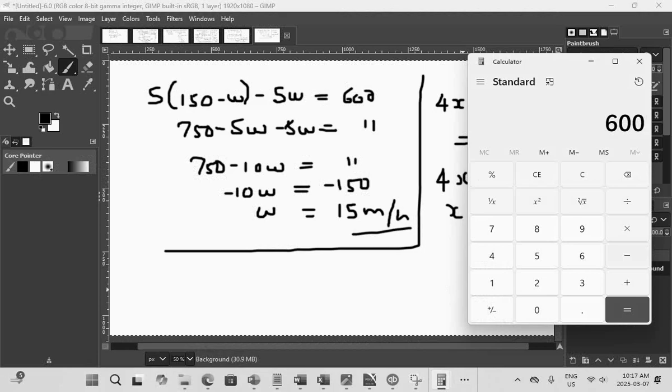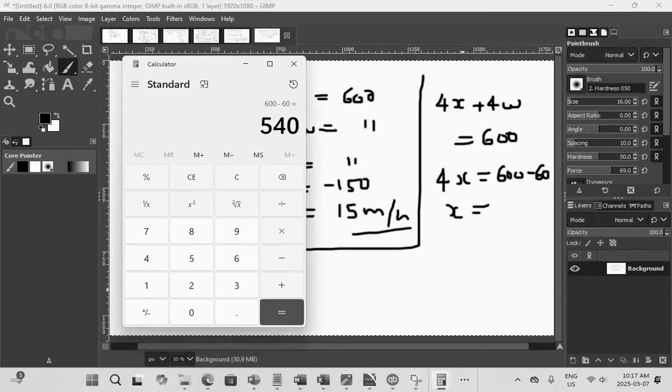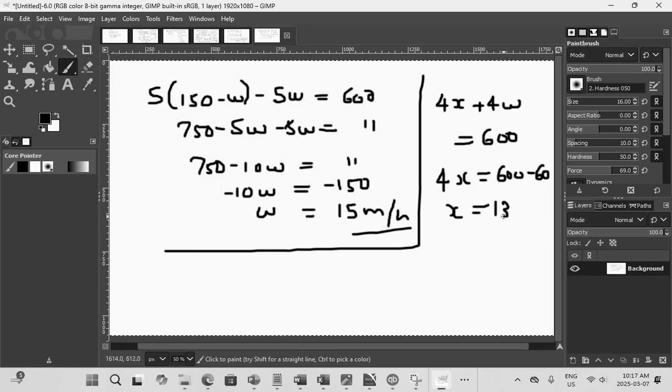Should be 540. Okay, 540 divided by 4. This should be 135. Okay, so 135 miles per hour. This is the speed of the airplane. Okay, the speed of the wind is 15 miles per hour, and the speed of the airplane is 135 miles per hour.